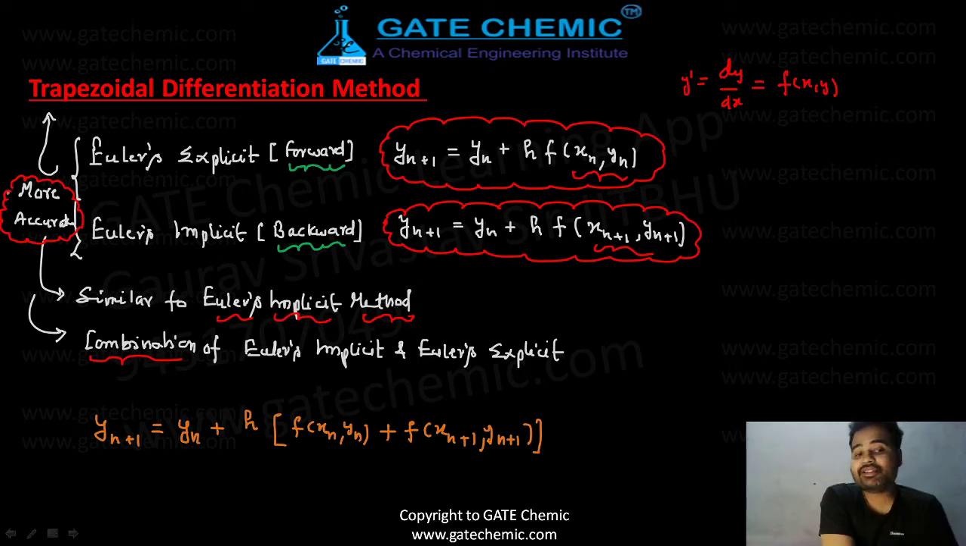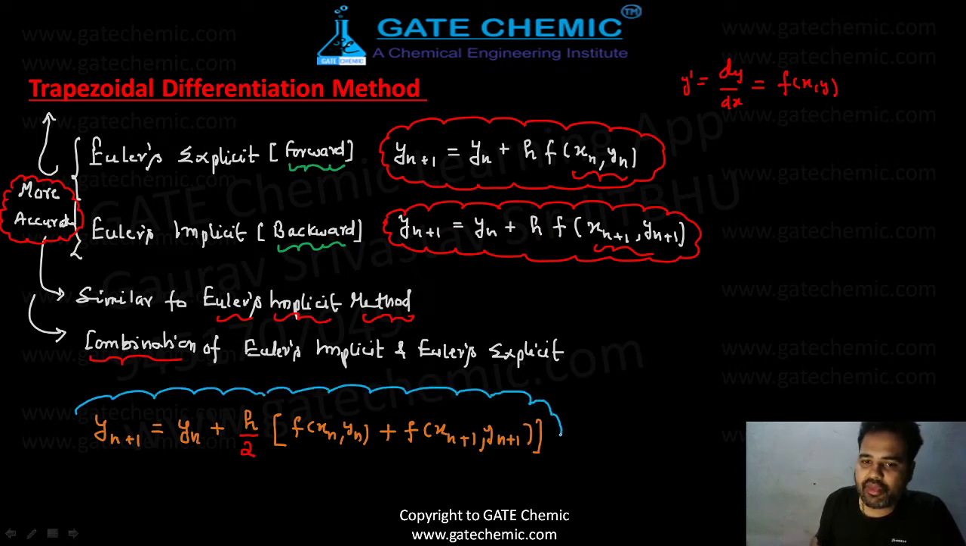Okay, so as I told you that this method is a combination of Euler's implicit and Euler's explicit. So you can see beta, I am going to add f(x n, y n) plus f(x n plus 1, y n plus 1). Okay, so you are using the function of x comma y two times, so I am going to take the average. In the second term you are going to take the average of Euler explicit and Euler implicit beta. Okay, and this is your final formula. This is your final formula for the trapezoidal differentiation method.